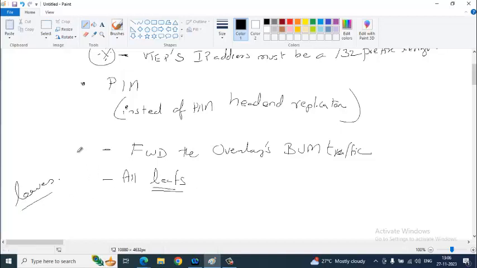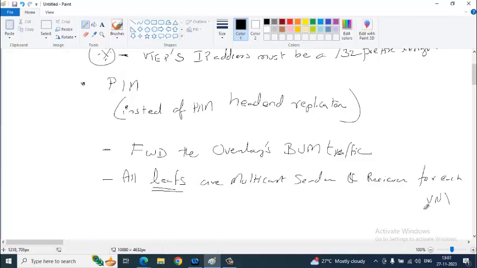But here, networking people are not that accurate in spelling. They write like this. All leaves or all VTEPs must be a multicast sender and receiver for every VNI. For every tunnel, there is a multicast address to identify the remote tunnel endpoints, the remote peer.